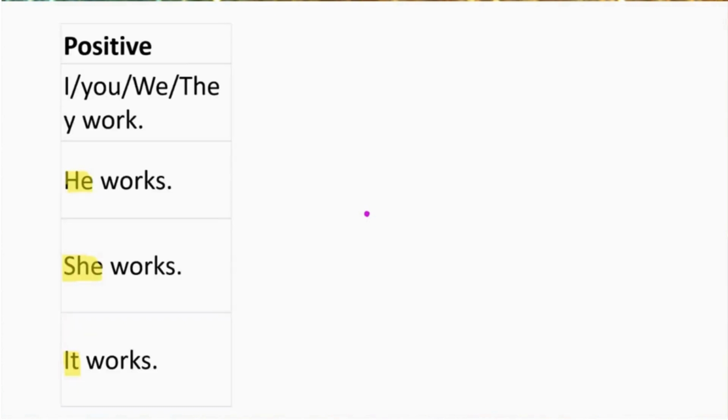But if the subject is he, she, it, or a singular subject, we add S at the end of the base form of the verb. He works, she works, it works. I work, he works, you work, she works, we work, it works, they work, Sarah works, people work, Adam works.